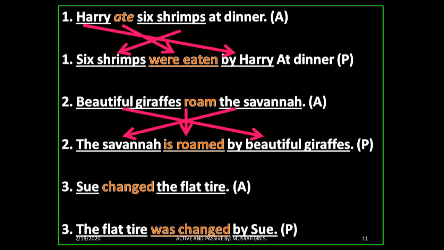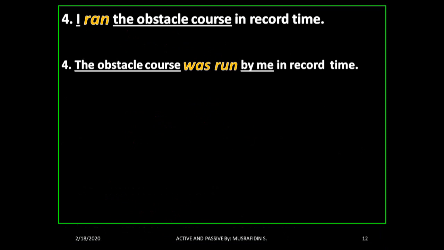Example number 3. Sue changed the flat tire. Active. The flat tire was changed by Sue. Changed is verb 2. Therefore, we have was or were. In this case, because the subject is the flat tire, singular, therefore we have was. Sue becomes the object.